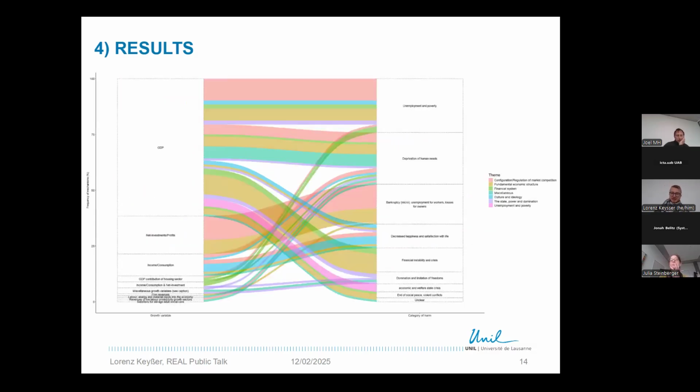This is just a Sankey diagram to show you the distribution and percentage of the mechanisms. On the left side, the growth variable, the lack of which causes the negative consequence. And you see by far most of the mechanisms propose that lack of GDP, gross domestic product, causes negative consequences. But there are also sizable groups around firm level net investments, profits, and firm level income consumption. And then on the right side, which harm is being caused under the situation of economic stagnation. So mostly unemployment and poverty, but also direct deprivation of human needs, bankruptcy on the micro level, decreased happiness, satisfaction with life, and financial instability in crises, or even domination and limitation of freedoms, some of the categories.